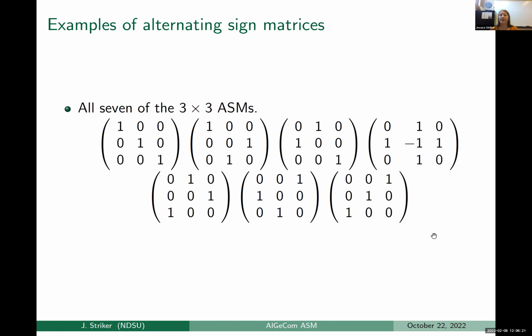Anyway, you could also do something in enumerative combinatorics. You could ask, how many of them are there? It turns out there are 7 of these if you fix the size of your matrix to be 3 by 3. You'll note all 6 permutations are there, and then there's a single extra one with a -1.